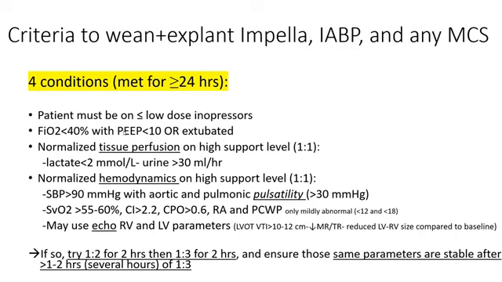Because with a femoral balloon pump, he has to lie flat, as I explained. You cannot sit up and kink it, right? You get kink. That's the most common cause of kink with a balloon pump is sitting up. So you put an axillary balloon pump to allow the patient to sit and even ambulate. So 4 conditions must be met to wean the balloon pump. 1, the patient must be on low dose of inopressors or less. 2, oxygenation should be good, less than 40% FiO2 with PEEP less than 10 or extubated.